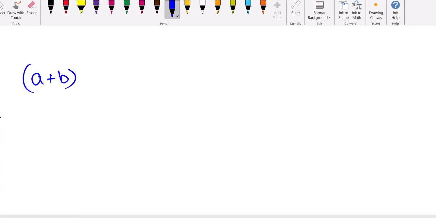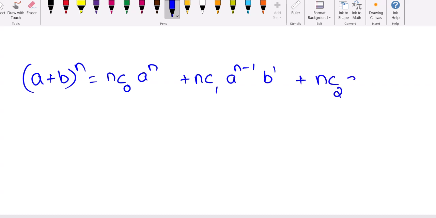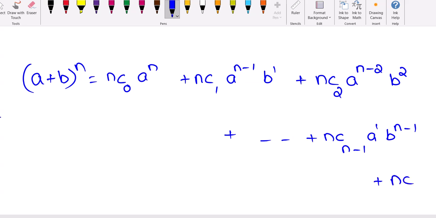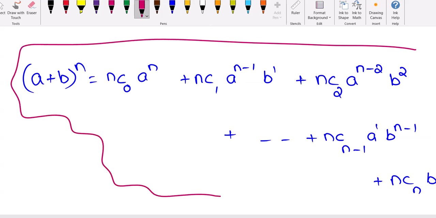(a + b)^n is nC0 a^n + nC1 a^(n-1) b^1 + nC2 a^(n-2) b^2 + and so on, nC(n-1) a^1 b^(n-1) + nCn b^n. This is one theorem we call, what's the theorem name? Binomial theorem, if you are able to recall.